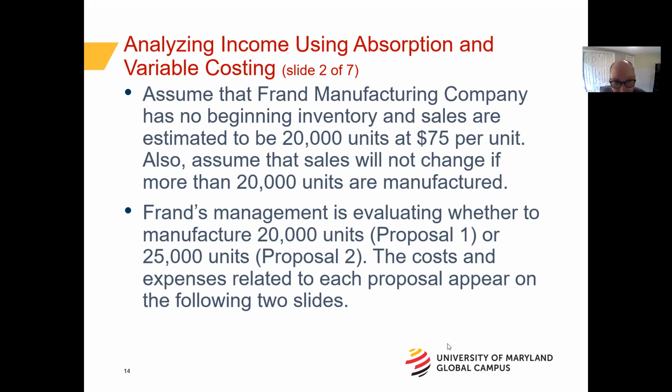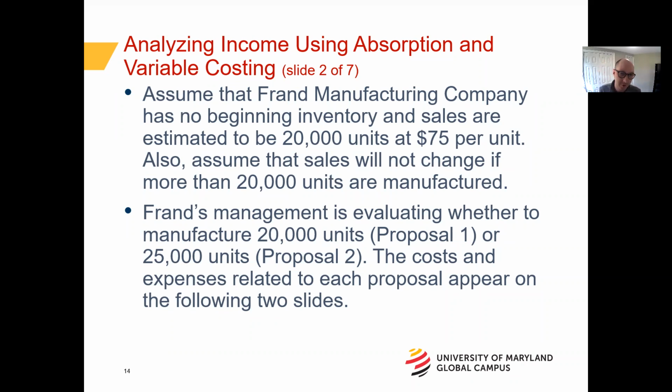Let's look at an example. Frand Manufacturing Company. They just started operations. So there's no beginning inventory. They estimate in their first year, they expect to sell 20,000 units at $75 per unit. The company also assumes that sales will not change if we manufacture more than 20,000 units.